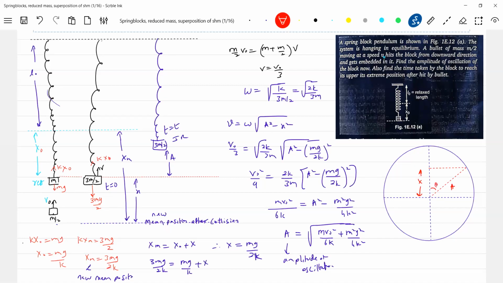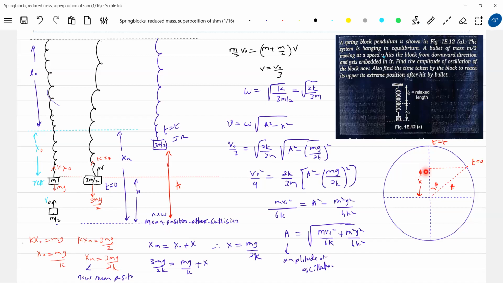What is the question that is asked? Time taken, this is t equal to 0, and what is the time? Upper extreme. Is the A correct that I indicated? No, that A should be from here, from the new mean position. The amplitude will be measured from there. What we calculated is this one. Okay, agreed. Now let's come to this one.